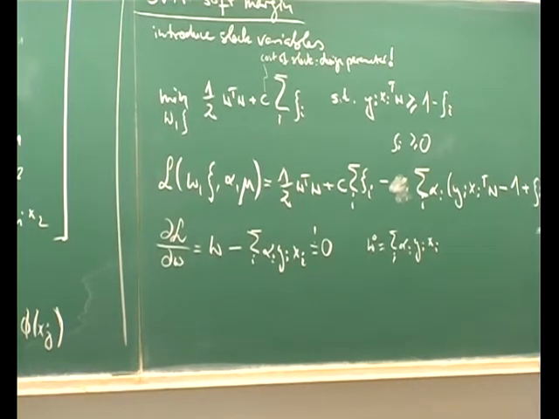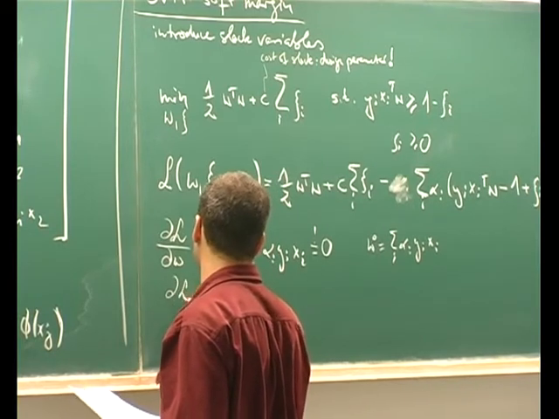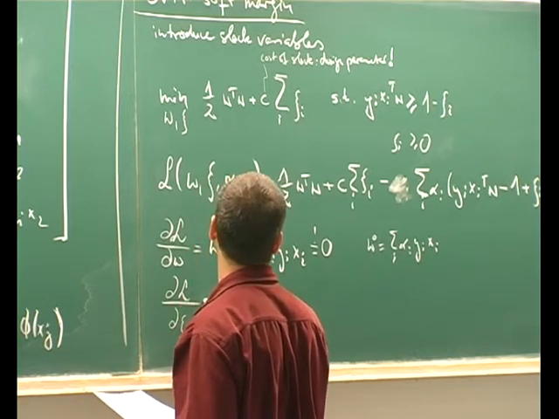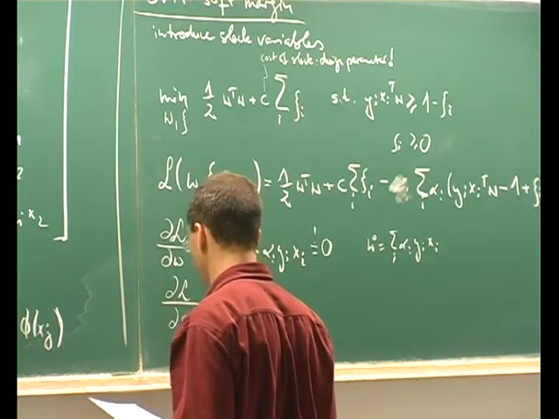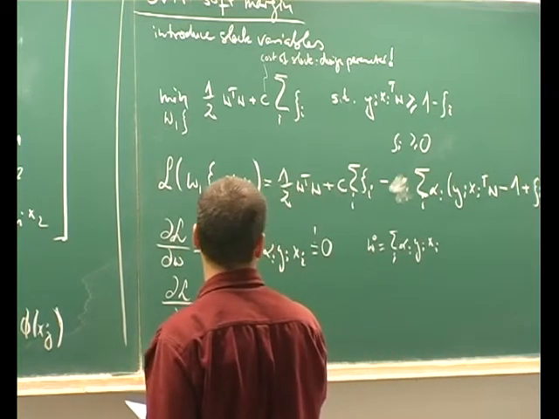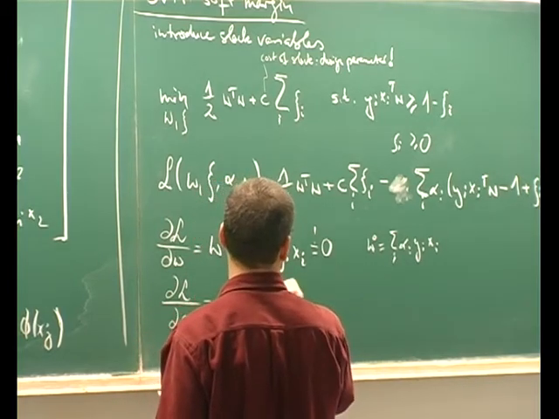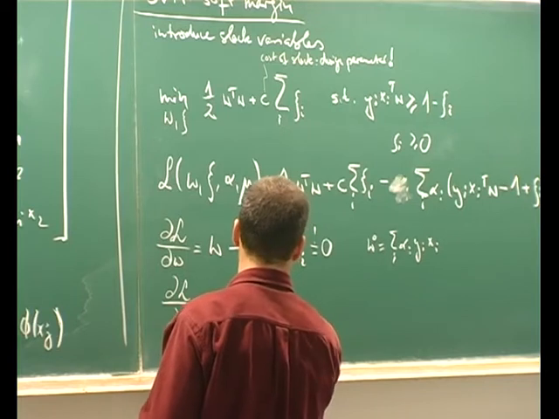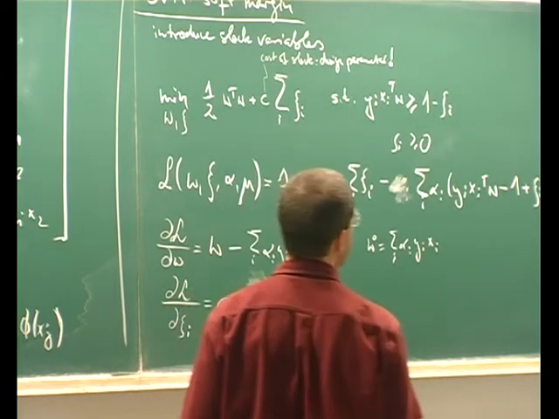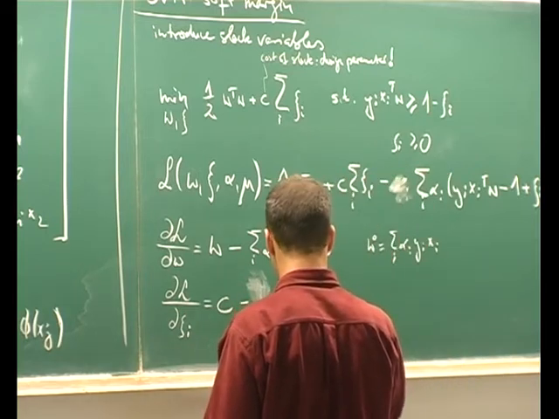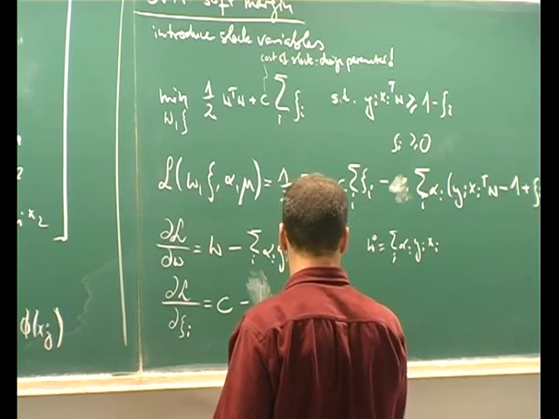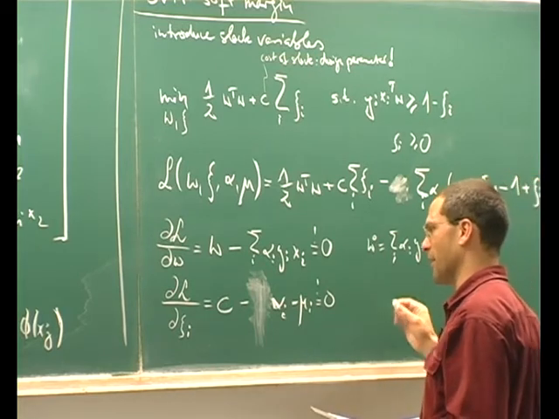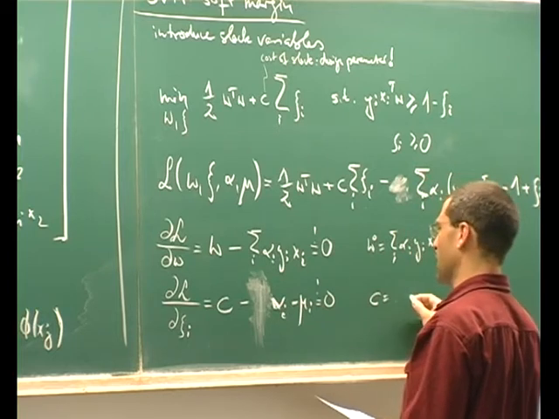And secondly, we differentiate with respect to this new variable. So here, the contribution is C minus alpha I minus mu I. We want to also minimize with respect to these variables, and we find that at the saddle point we have that C equals alpha I plus mu I.